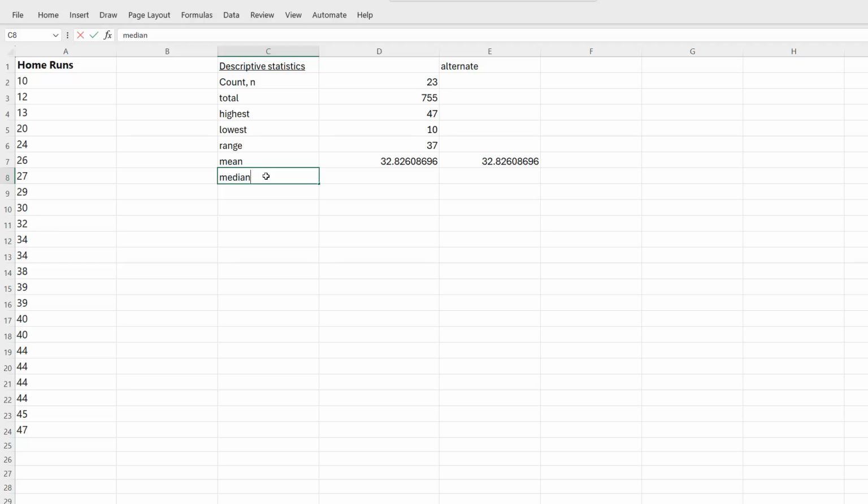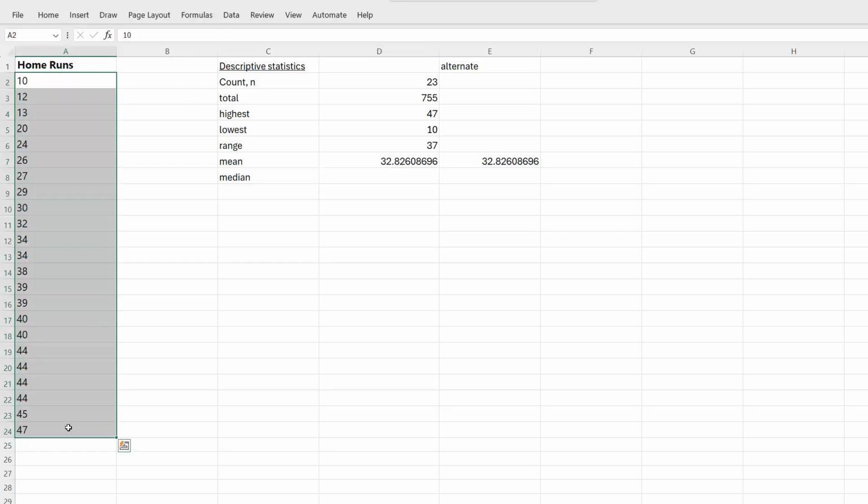Now the median is if you sort the data from biggest to smallest, it's the one right in the middle where there's an equal number higher and lower. And if there's an even number of data points, you take the average of the two that are closest to the middle. Now we have an odd number of data points, remember, 23.